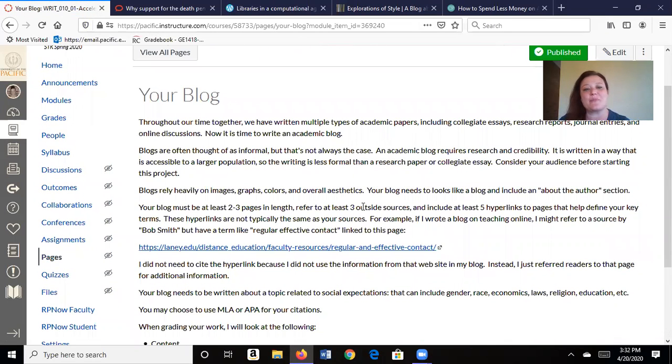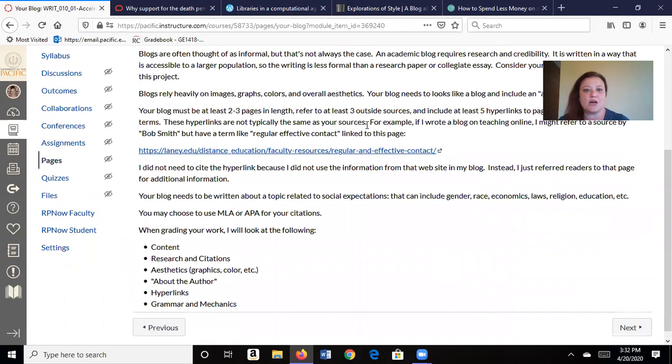And here's information about our blog. I kind of explained what I've been talking about here on this page. These are the things that I will be looking at when I'm grading you. So the content, your research and citations, the aesthetics. Do you have images? Are your images aesthetically pleasing? You have the about the author section, which includes a picture of you. Hyperlinks to outside pages, and of course your grammar and mechanics. So that's what I'm looking for in the blog.